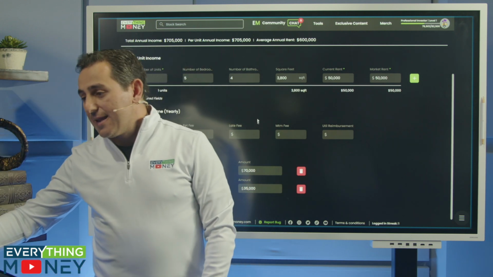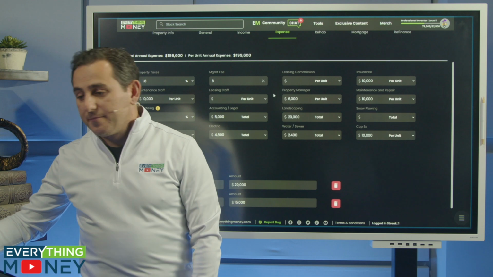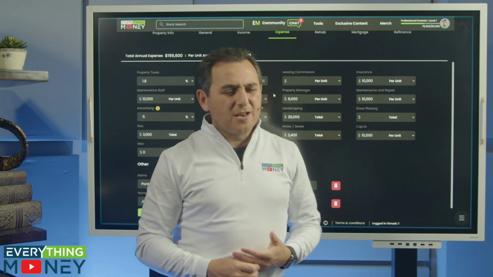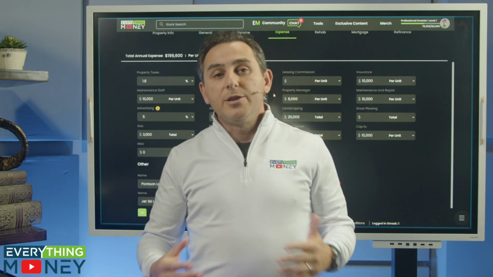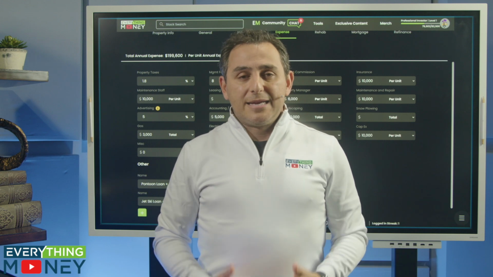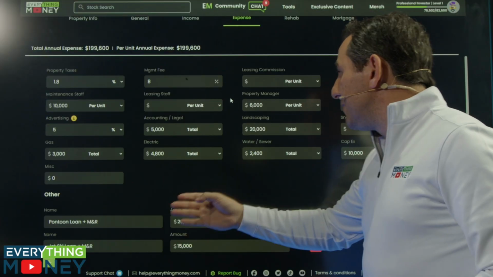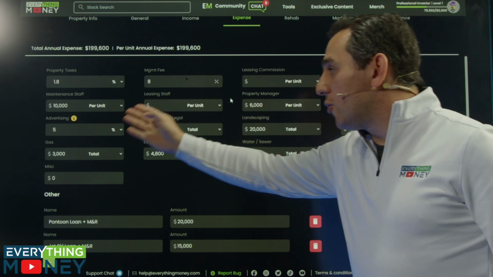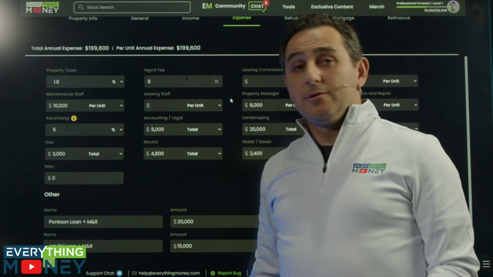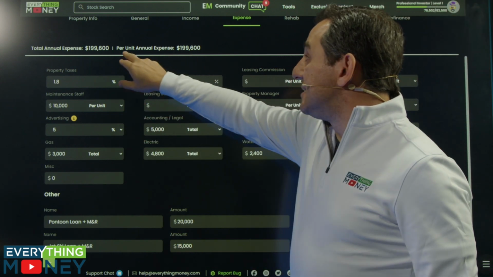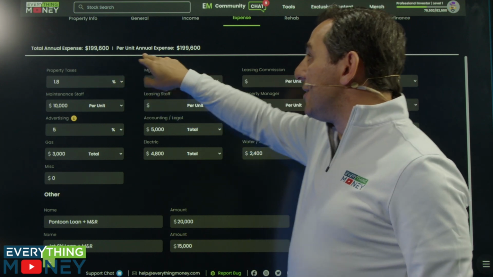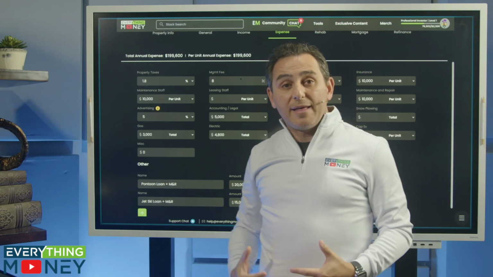Now, expenses. This is where everybody butchers it. Everybody does, well, I'll take 40% of the revenue. No, I like to break down the expenses specifically: property taxes, management fees, leasing commissions, insurance, all the way down. And as you're inputting them, it's going to tell you your expenses total and your per unit, so you can keep track of that to understand.